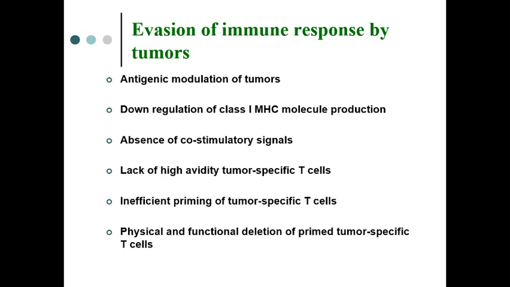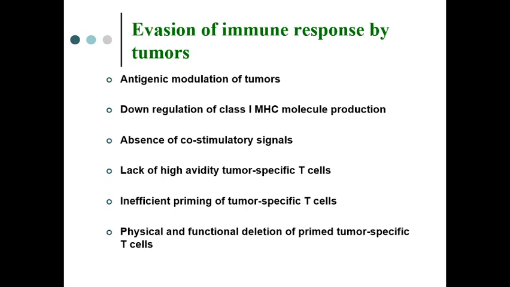One, by antigenic modulation in the tumors, which confuses the immune system even if the antibody is produced. Therefore, the antibody fails to recognize the tumor because of the underexpression of antigens. Downregulation of class 1 MHC, with the result the tumor antigens are not presented to the immune cells, especially natural killer cells and CD8 T cells.